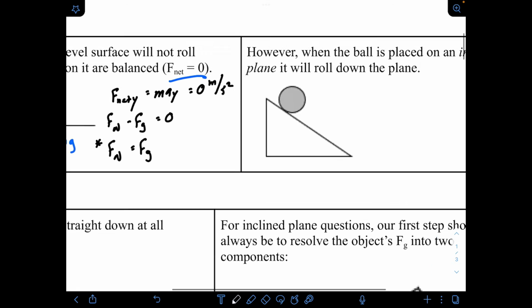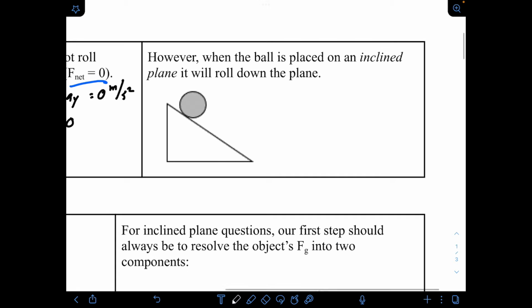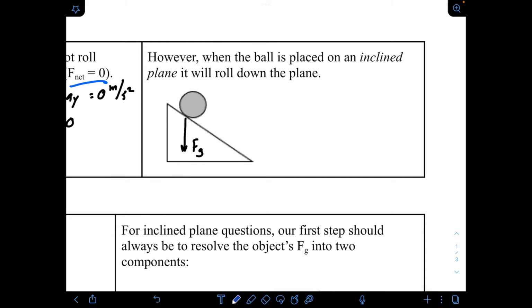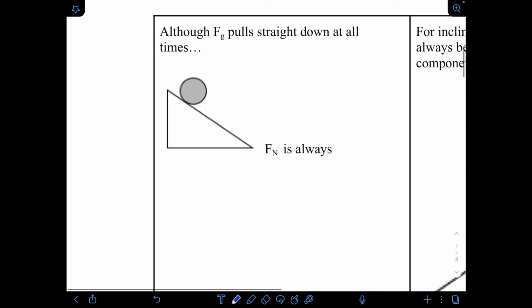However, when things are on an inclined plane, the thing rolls down the plane. So once again, we have the Fg pointed downward, and then we have some kind of net force that will be pointed down the ramp. Because this net force is pointing down the ramp, the acceleration has to follow. Since it's on the inclined plane, that net force is a result of its weight pushing down the ramp, and we'll talk about that a little more.